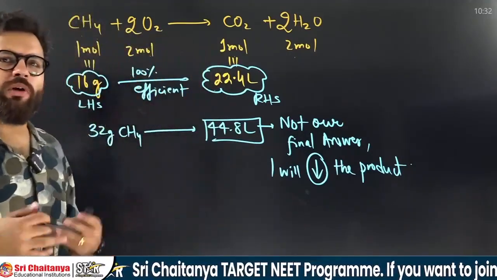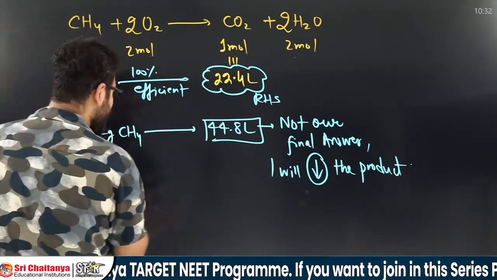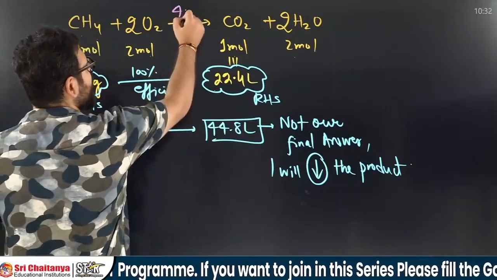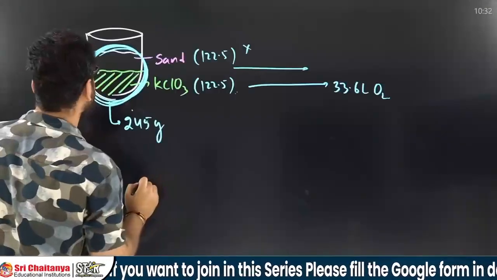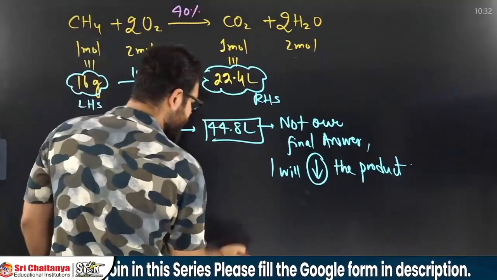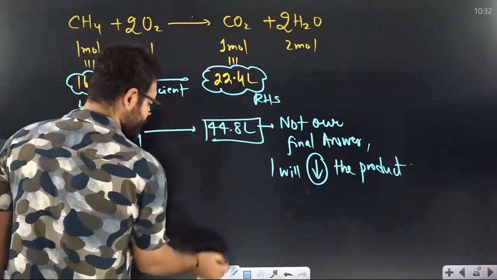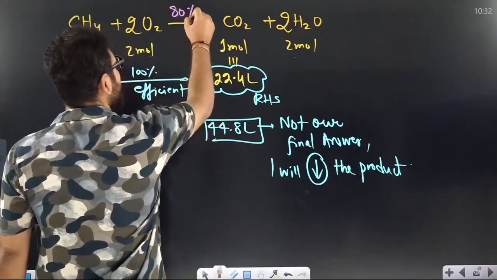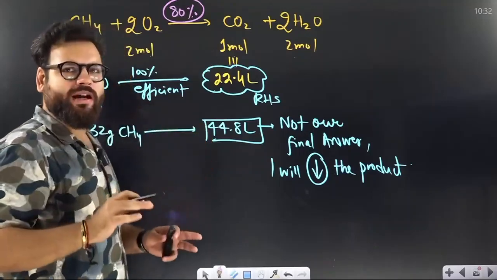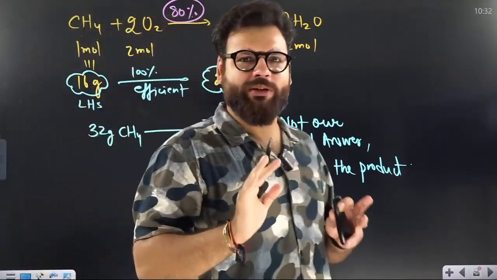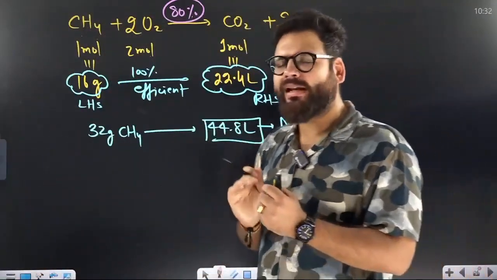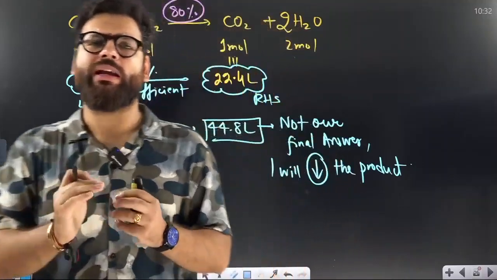The reaction is not able to occur properly. Only 40% reaction is occurring. Because of 40% or how much? 80%. How much did I give? Only 80% reaction is occurring. That means out of 10 hours you slept for 20%. That means you will get less marks.